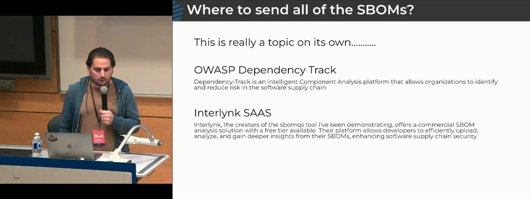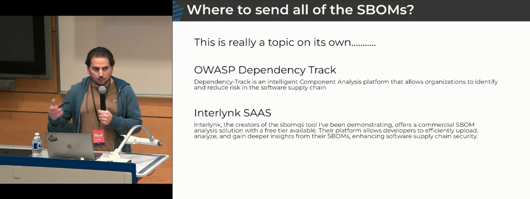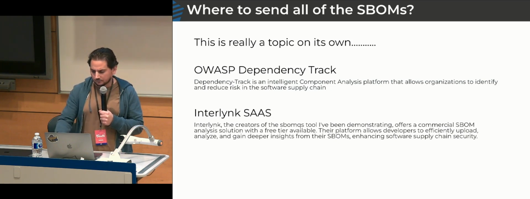Another one is Interlink SaaS. Interlink is a commercial provider, but they do have a free tier. And once again, you could send your SBOM to them via API, so your pipeline could do it, and you could get much more insight into what's going on.